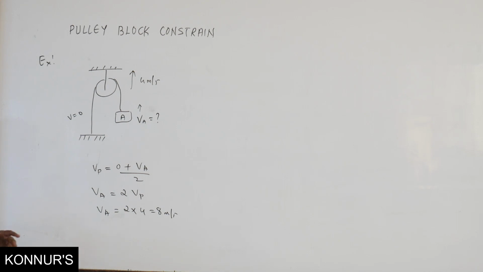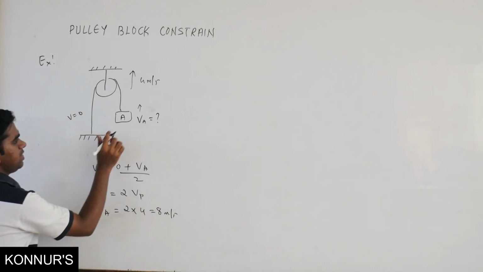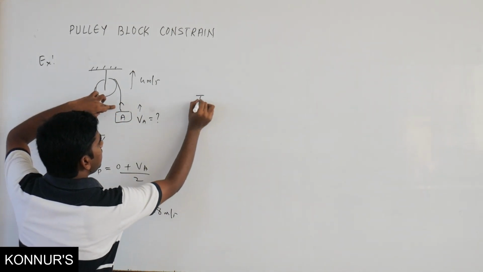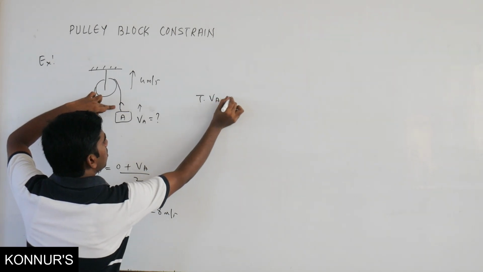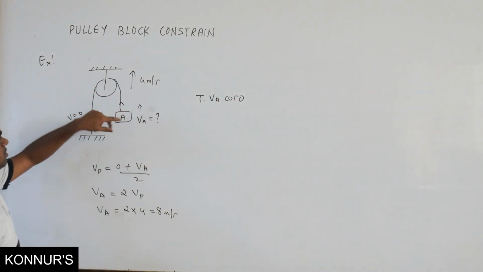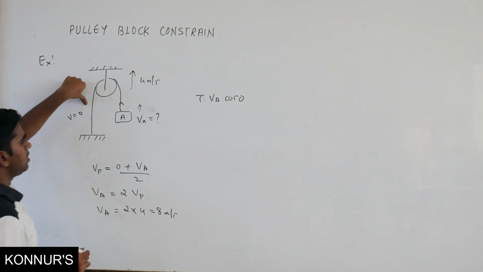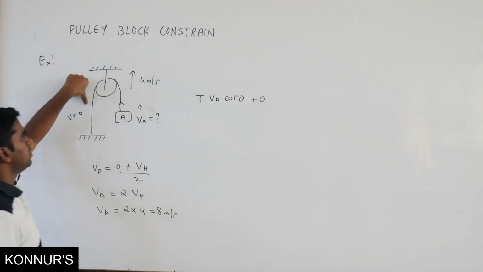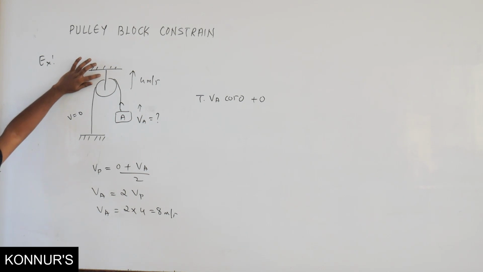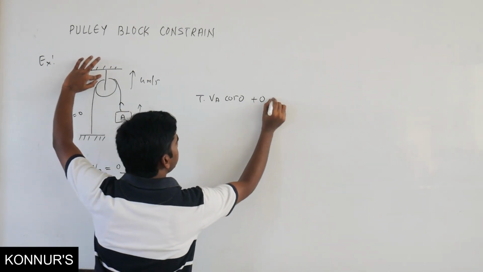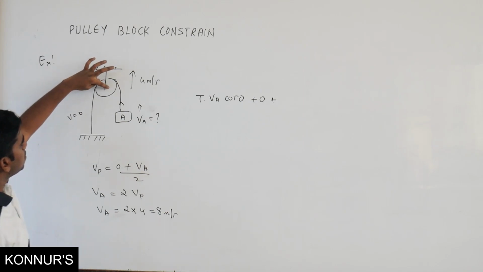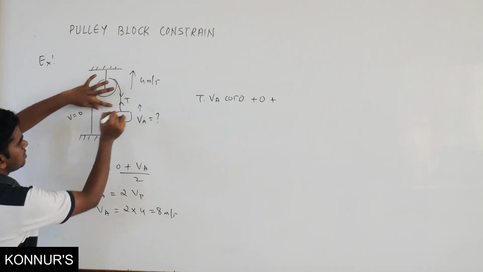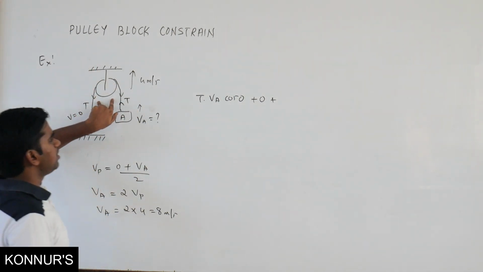Simple. Or can I apply the tension method here? See here, this is moving in the upward direction. Tension is also in the upward direction. So can I write T into VA cos 0? Both are in the same direction. What about this side? This side it is going to be 0 only. Okay. What about here? Here the pulley is there. So what is the tension direction? Tension is in the downward direction. This side T means this side also tension is T. So it will become 2T.